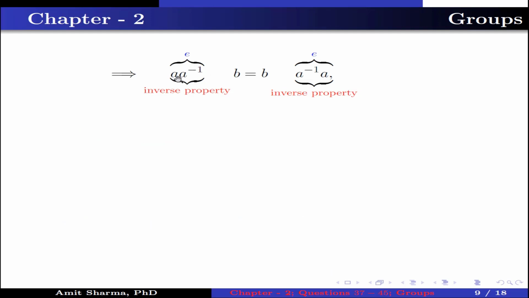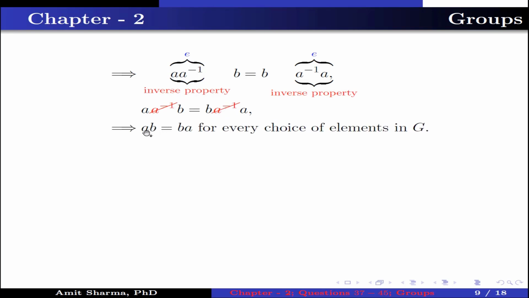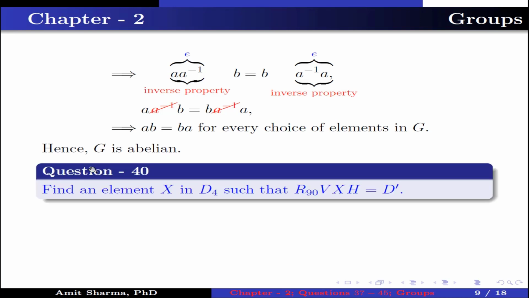Now this E can be written as A into A inverse for A belongs to G. This is known as the inverse property. And this E can be written as A inverse into A. This is also known as the inverse property. Now by using middle cancellation, A inverse is cancelled with this A inverse. This implies AB equal to BA for every choice of elements in G. Hence G is abelian.